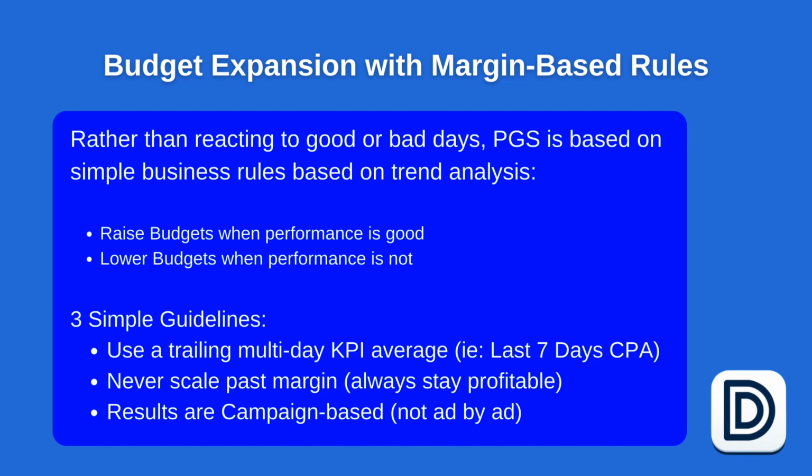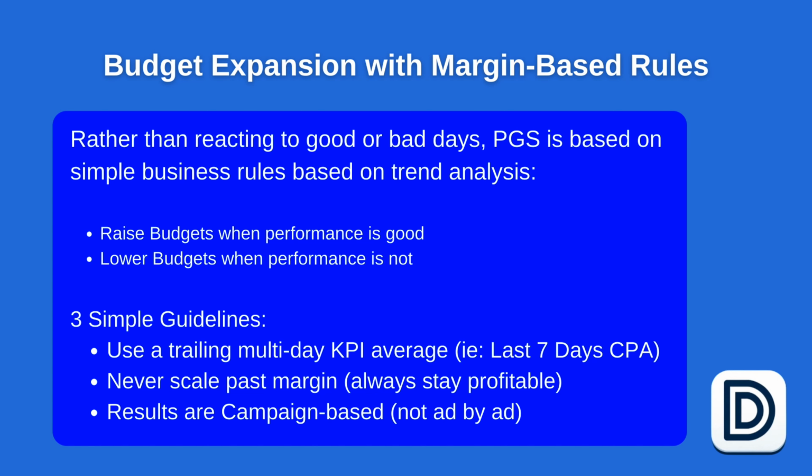We raise our budgets when performance is good, and we lower our budgets when performance is not. And performance-gated scaling is really built on three simple guidelines. First, we use a trailing multi-day KPI average, perhaps the last 7-day CPA. We never scale past margin to ensure that we always stay profitable. And our results are campaign-based, not ad by ad.